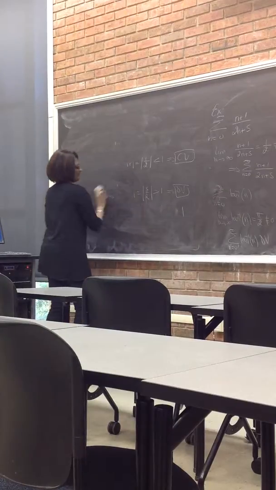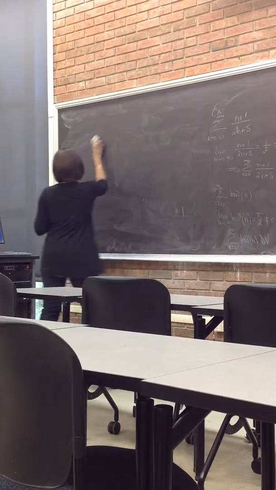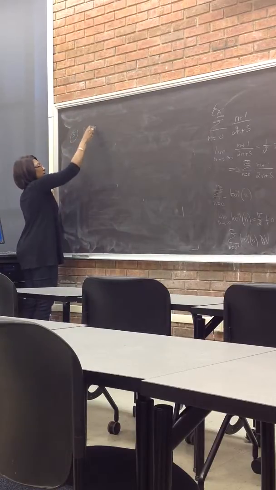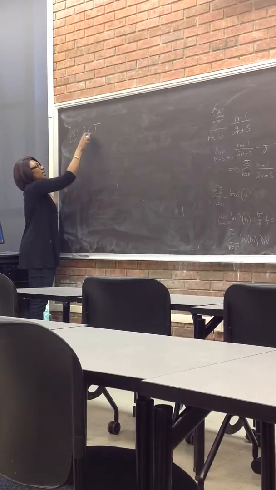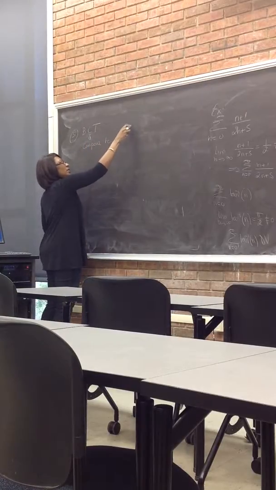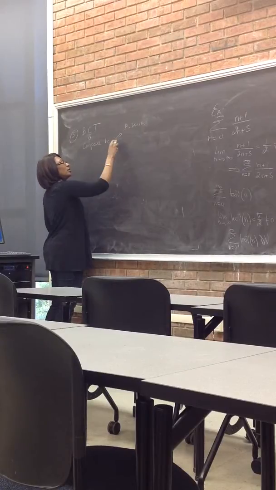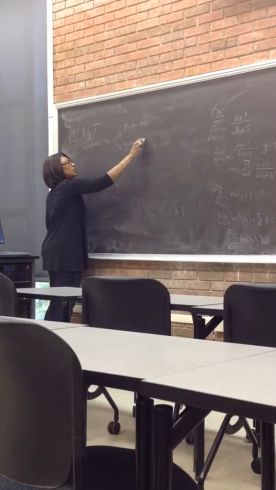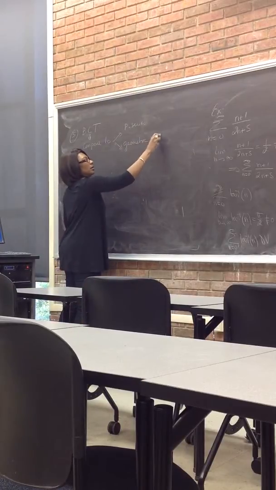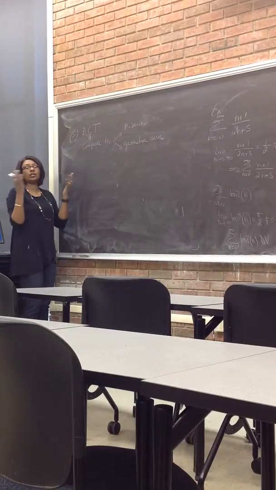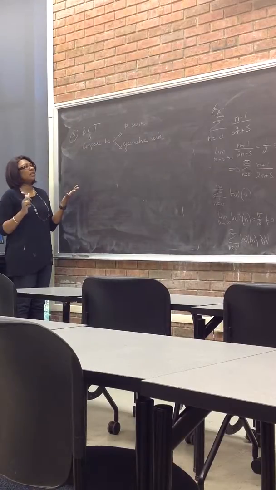Now it's BCT. And that's a comparison test, as it says. You have to compare to either a P series, because we know how they behave, or a geometric series, because we know how they behave right away. So you compare it to something that you know of. You cannot compare it to something that you don't have any idea about.